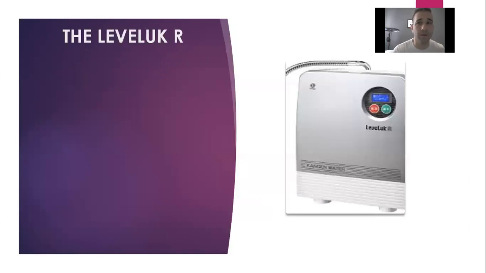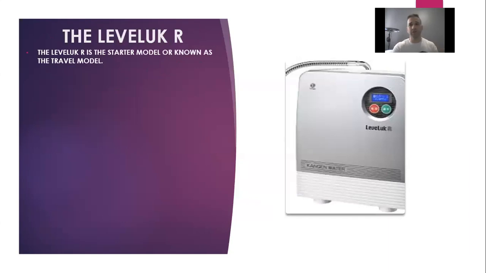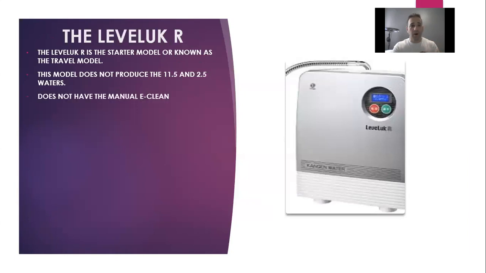So we're going to start with the Levelux R. The Levelux R is the starter model, or known as the travel model. That's what Enagic promotes it as. This model does not produce the 11.5 and 2.5 waters. Very important to know that, because this product has the lowest cost. So someone may like the cost, but it might not be the best device for them, because they may have a large family and they may benefit from the 2.5 and 11.5.